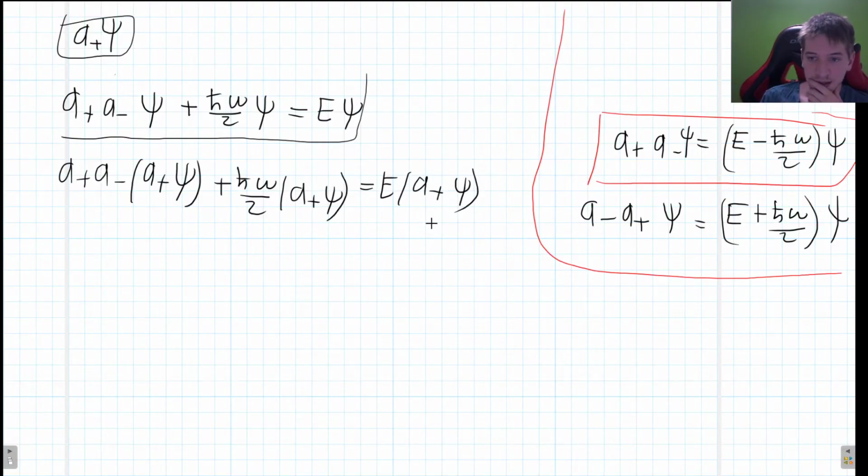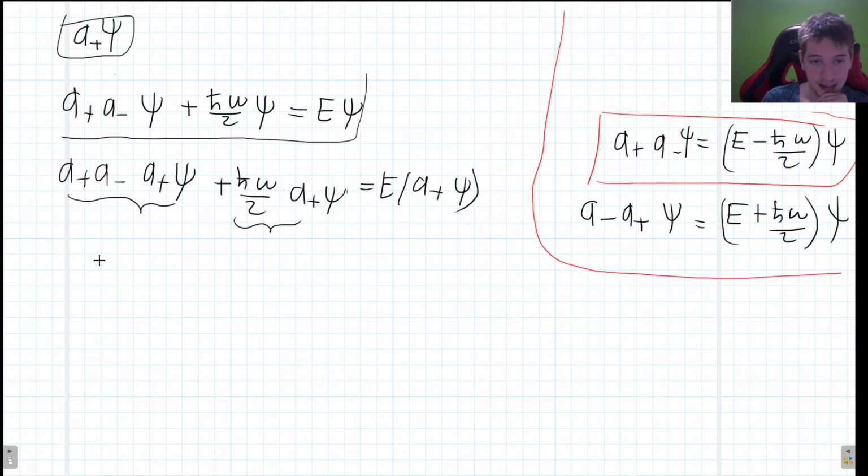Okay, so let's see what happens. If we just multiply this, we get the following. I'm just going to open these brackets right here and right here. And now what you can see is that there's an A plus multiplying from the left, both on this first term and also here, because this h bar omega divided by 2 is just a number, so you can just commute it with the operator.